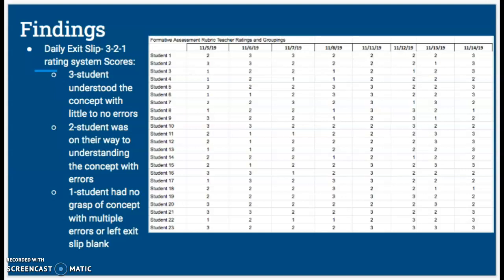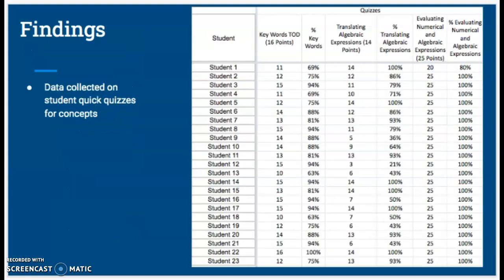Sometimes, especially with my lower level students, they would attempt the problem, but the majority of the time they just wrote something down or left it blank. So that was where I was able to gain some understanding. And then I also have some data from my quizzes. I quizzed them on the keywords for the concept. I quizzed them on translating algebraic expressions and evaluating numerical and algebraic expressions, with their percentages there.